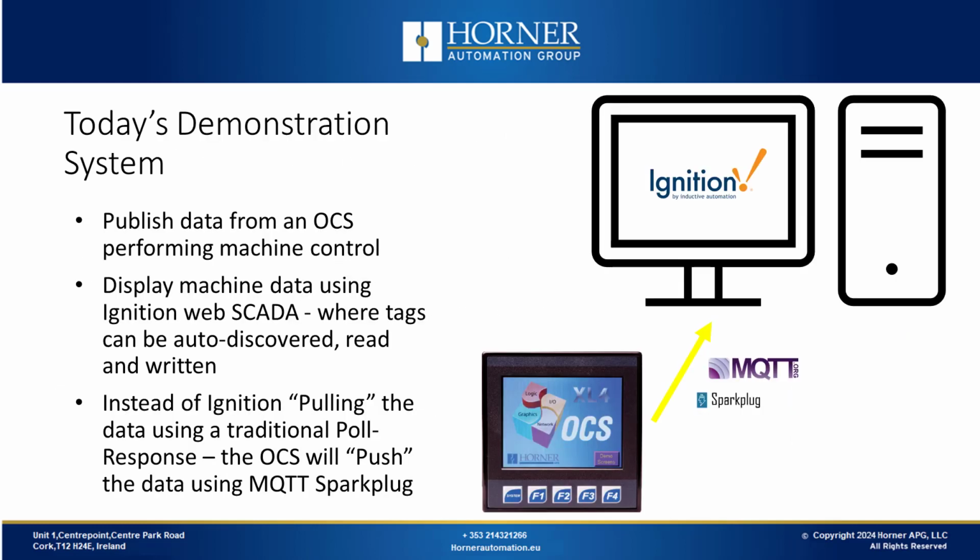In today's demonstration, we will first publish data from an OCS that is performing machine control. We will then take the data published from the OCS and display it on a web SCADA program called Ignition. This will allow us to auto-discover the data that we're going to be publishing from the OCS, meaning we won't have to manually type in any variable or tag names. This also means we will be able to discover tags automatically and read and write data just by browsing. As well as this, instead of Ignition pulling data from the OCS using a traditional pull response protocol, the OCS will be pushing the data using MQTT Sparkplug.